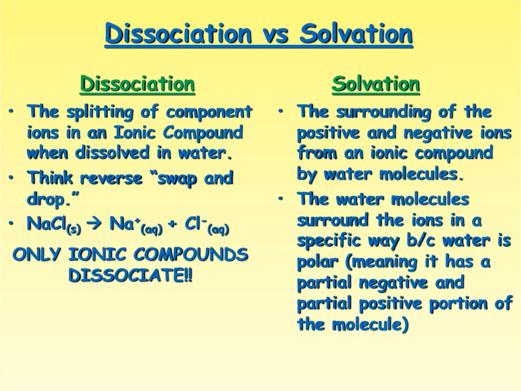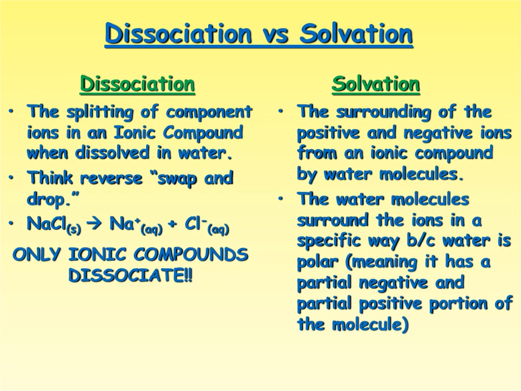All right, so commonly these two terms are confused. So we have dissociation and solvation. Dissociation is the splitting of an ionic compound into its component ions when dissolved in water. So basically think like reverse swap and drop here. So if I had my NaCl solid, when you put it in water, it breaks into Na plus and Cl minus. Only ionic compounds are going to be dissociating, okay? So covalent compounds do not dissociate.